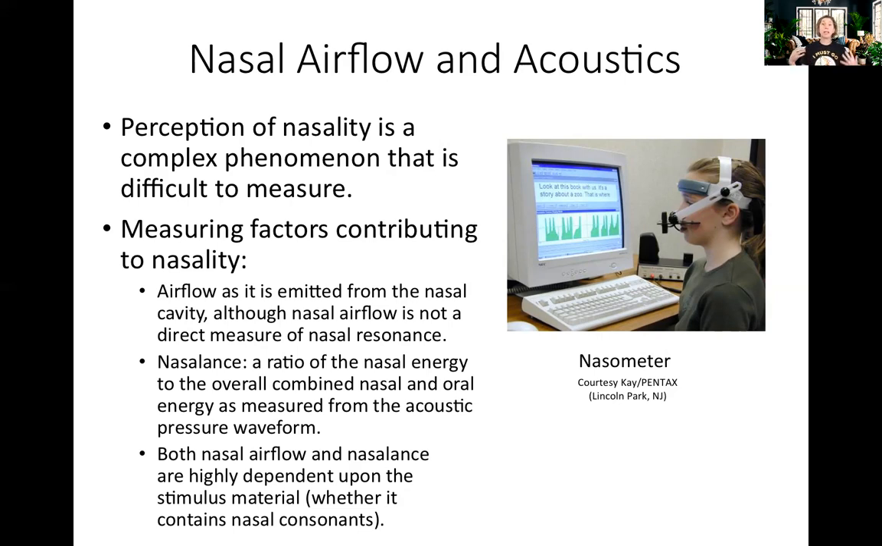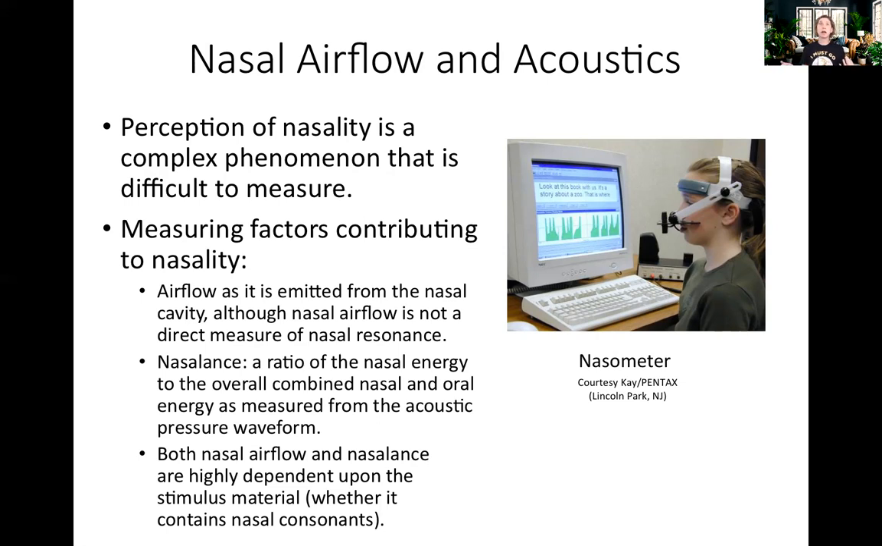If we want to truly characterize how much air is being emitted from the nares, we can use a mask that only covers the nose. So we can put something on their nose, and the airflow is measured through a pneumotachograph. We're going to go with that. Essentially, that's a transducer that measures airflow. So in general, our nasal airflow should be minimal to zero for any utterance that does not contain nasal consonants.